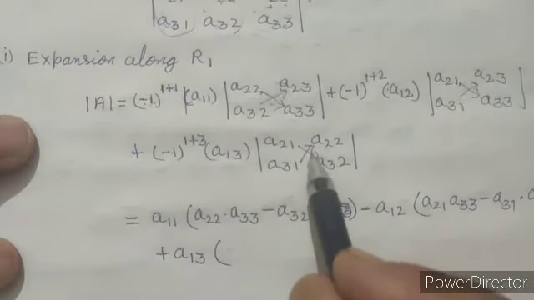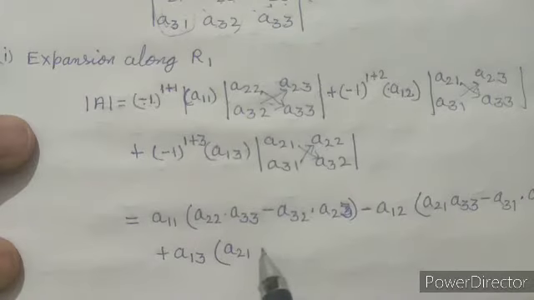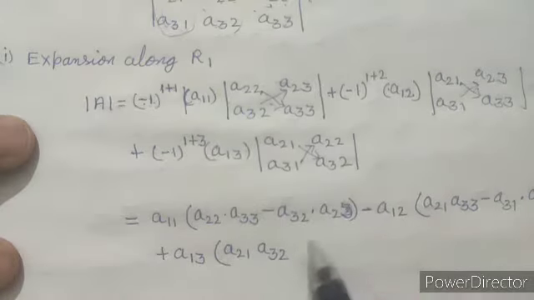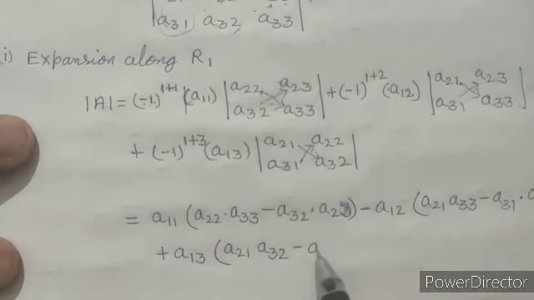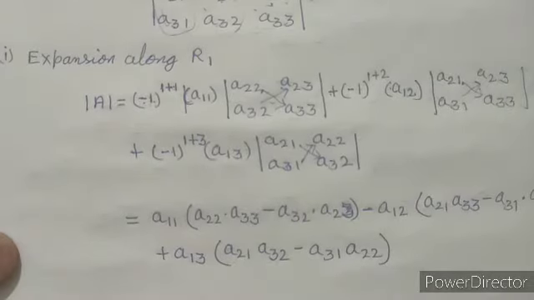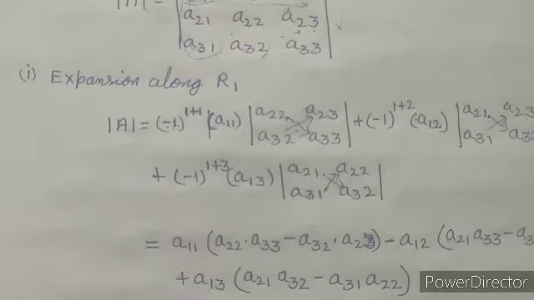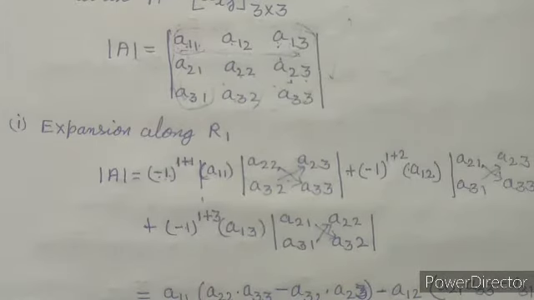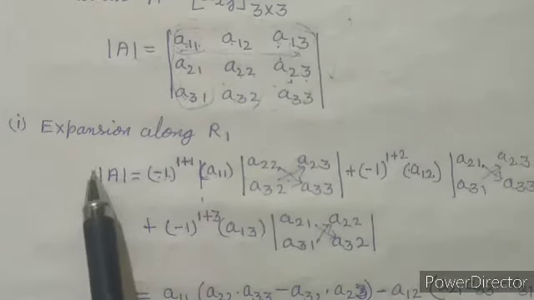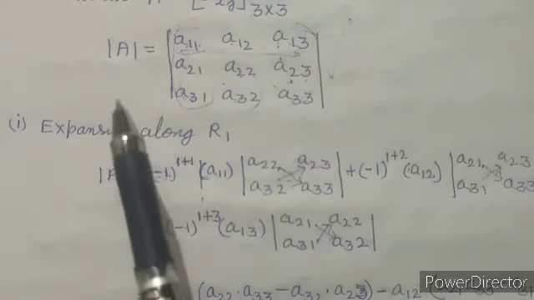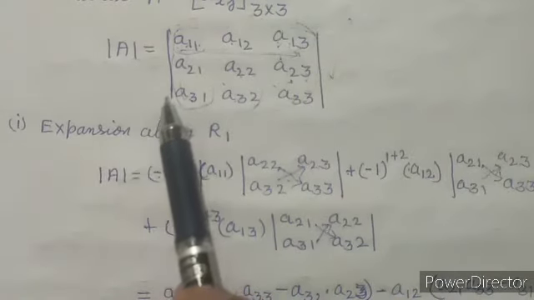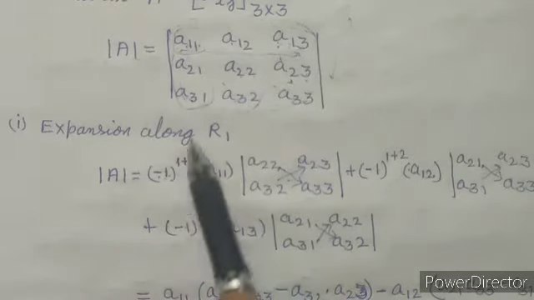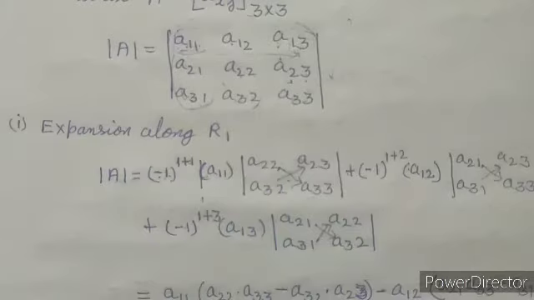Again we will cross multiply these elements, that will give us A21, A32 minus A31 and A22, and this will be equal to determinant A. Similarly, we can expand row 2 and row 3 as well. Now we can also find the determinant of the 3 by 3 matrix by expanding the column. So I am expanding the second column.